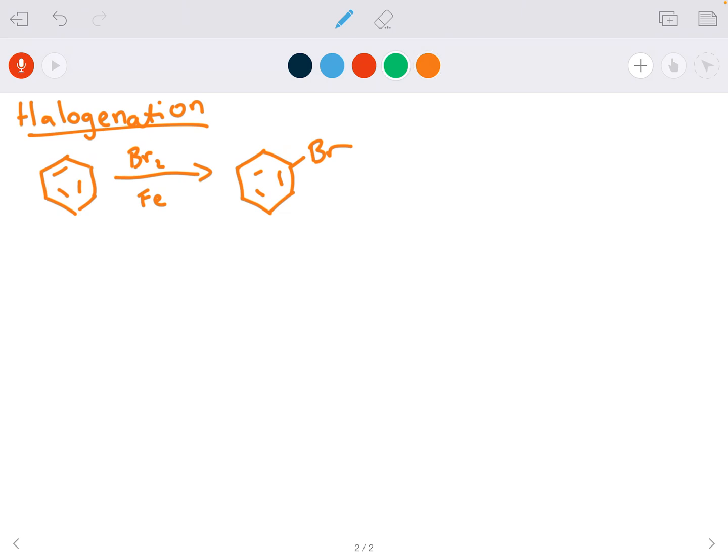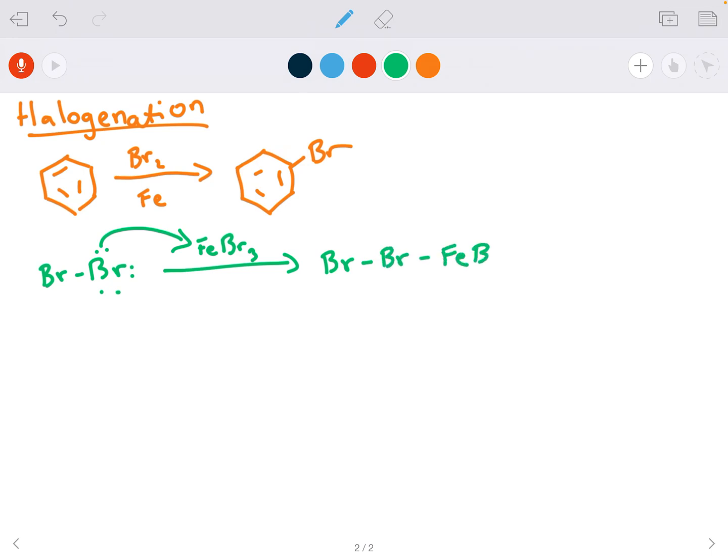So here's how the reaction works. The first thing I do is I react bromine with the Lewis acid iron tribromide. So in this reaction, my bromine reacts with the iron and I get a complex. Positive formal charge on the one bromide and then a negative formal charge on the iron. It's this complex that reacts with the benzene.